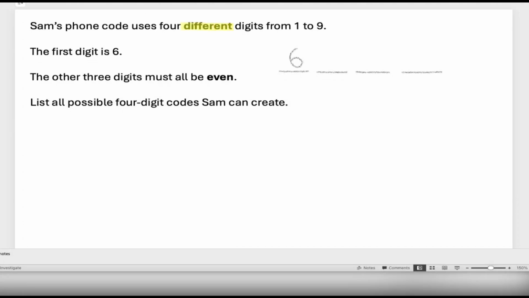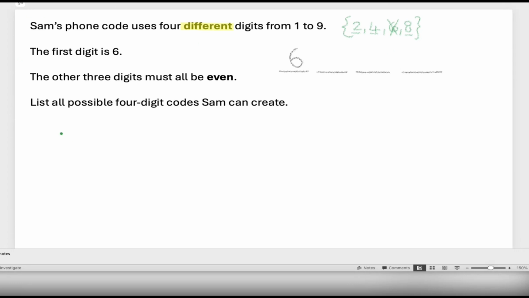Okay, so let's quickly answer this question. What are the even digits from 1 to 9? The even digits from 1 to 9 will be 2, 4, 6, and 8, right? But we already used 6 as the first digit. So we cannot use 6 again because the digits must be different. So we are not using 6 again. So we can only use 2, 4 and 8. So we need to arrange 2, 4, and 8 in all possible orders.